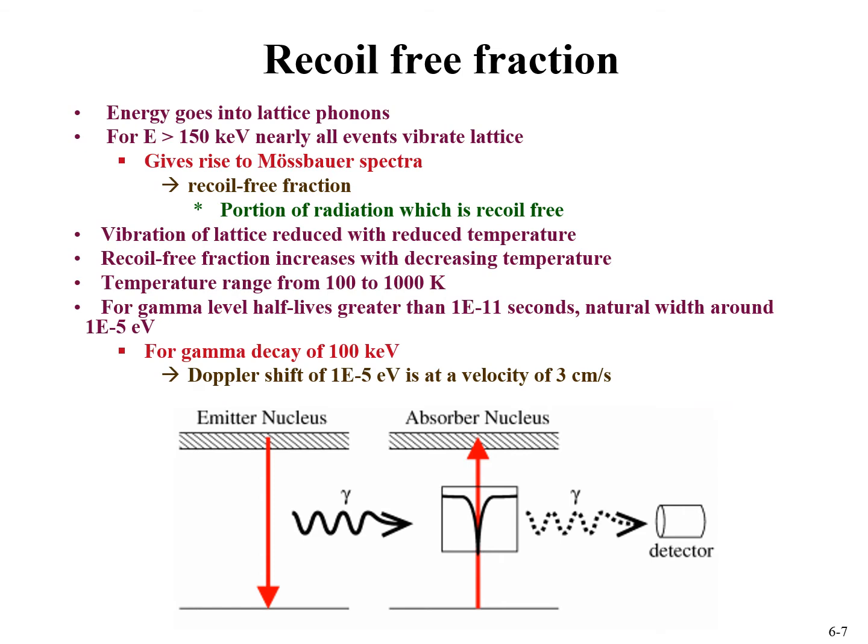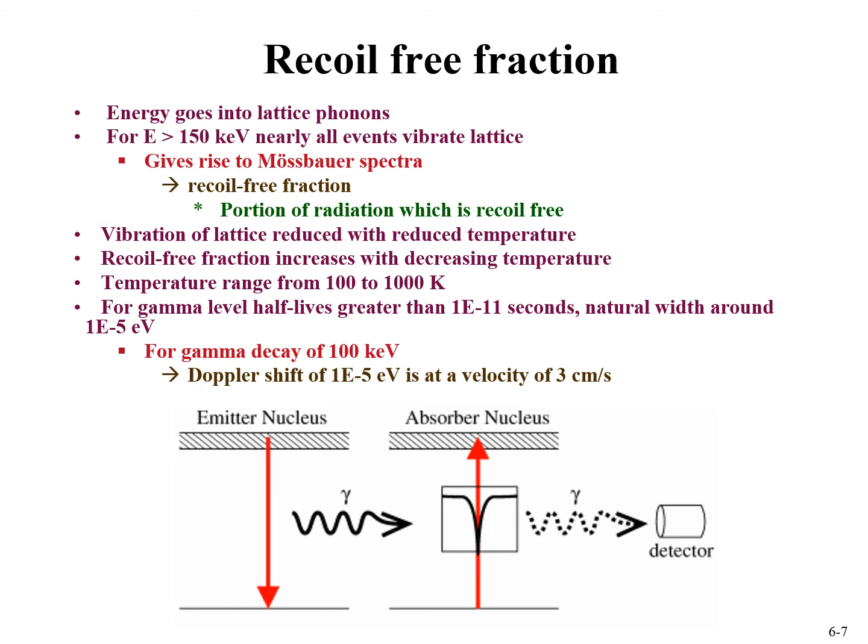So fundamentally, what one does, if I use a sample for something, especially an energy that's above 150 keV, nearly all events vibrate the lattice, and this will give rise to the Moessbauer spectra. There's a large recoil-free fraction. In other words, that's the fraction that doesn't vibrate the individual atom, but vibrates the entire lattice.